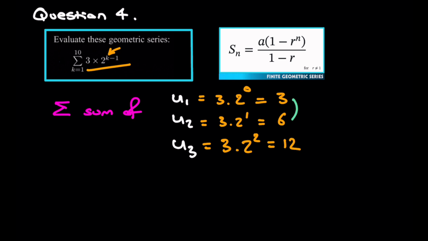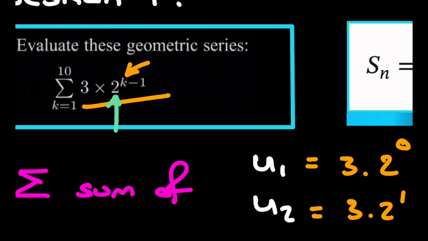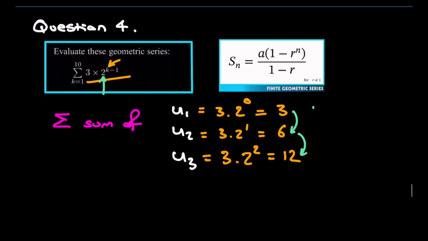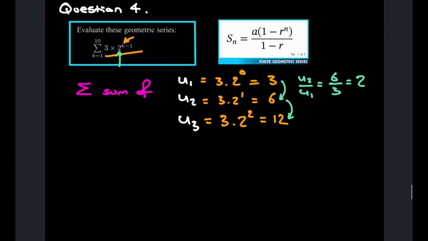And we can see straight away that the common ratio is 2. The giveaway for that is this 2 here. But if you didn't know, you can just say second term divided by the first term is going to be 6 divided by 3, and we get 2. Remember, that's our r value. So that is enough information to be able to plug into the formula.